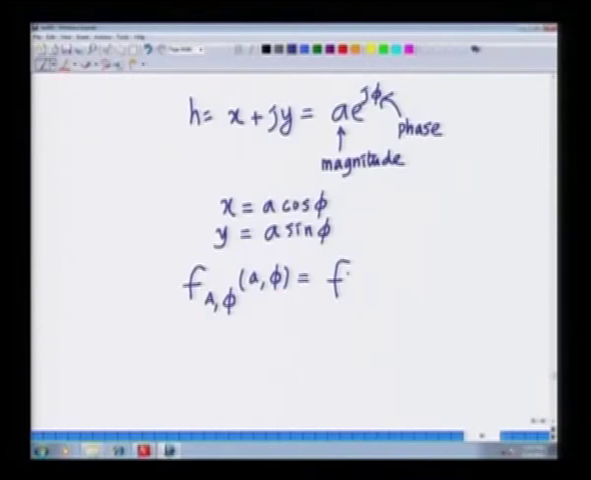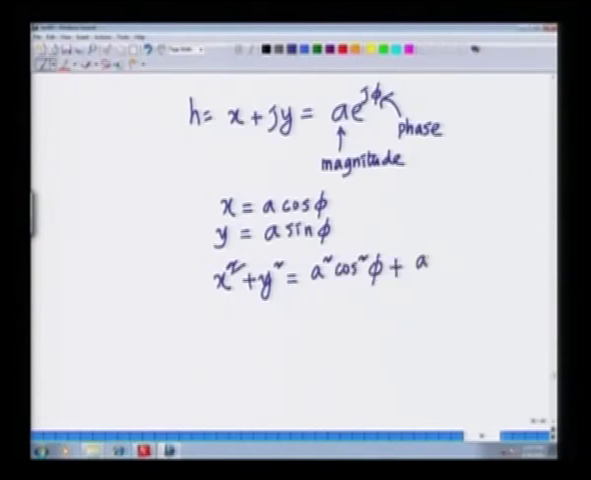First, let me derive the expression for x square plus y square. X square plus y square equals a square cos square phi plus a square sin square phi, which is simply a square times cosine square phi plus sin square phi, which is equal to a square.